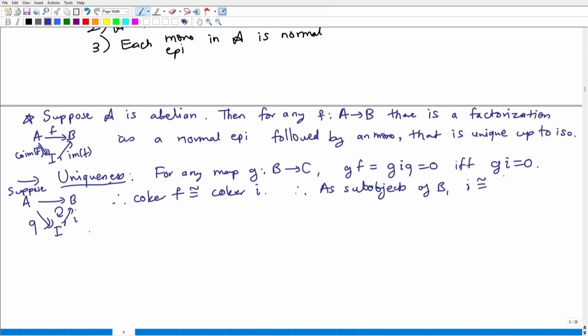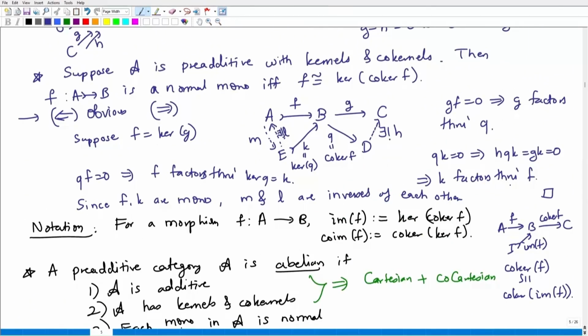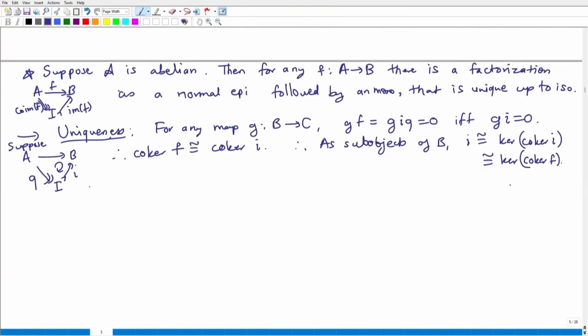kernel of co-kernel of I, which is isomorphic to kernel of co-kernel of F. Okay, so because co-kernel of F and co-kernel of I are isomorphic, I get the second isomorphism. How do I get the first one? I is isomorphic to kernel of co-kernel of I, because we just showed that above, that for a monomorphism, F is isomorphic to its kernel of co-kernel. So this is about the result above.